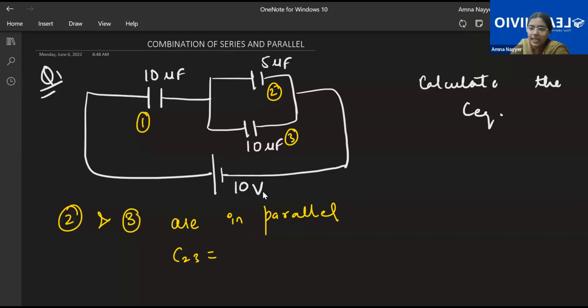You can get confused in current electricity. In current electricity, if you've studied, you will notice that the formula is different. Series is directly added there, parallel is reciprocal. So be very careful, because in your test you have both the chapters. You have to remember both the things. Anyways, that we'll discuss later. So 2 and 3 are in parallel, C23 will be 5 plus 10, which is 15 microfarad.